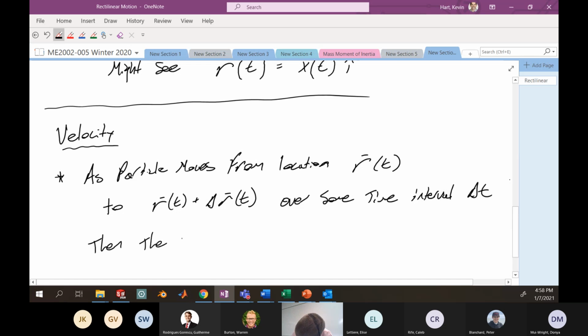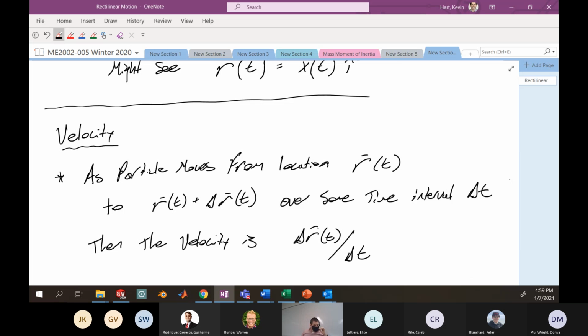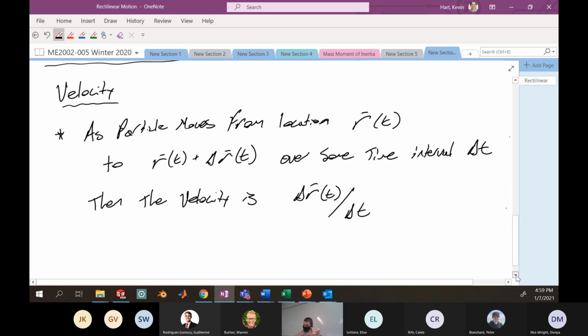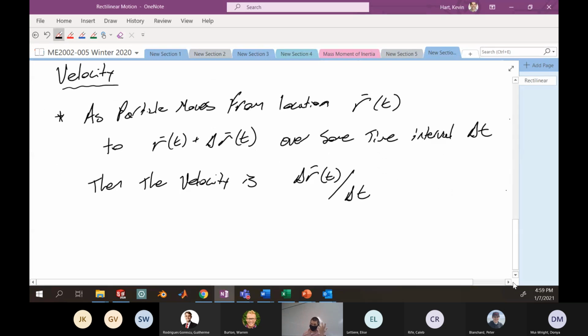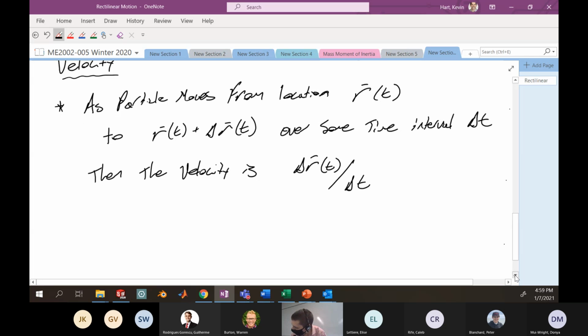then the velocity is the change in your position normalized by the change in time. Right. So how long did it take you to move from position 1 to position 2, divided by the amount of time that it took you to get there? Right. So that is one general way to look at it.